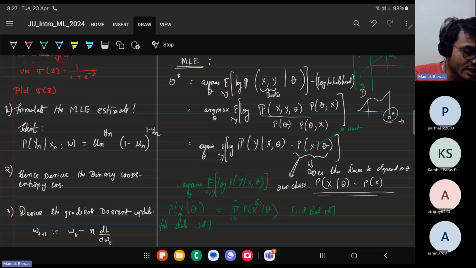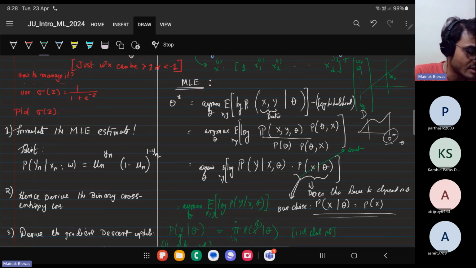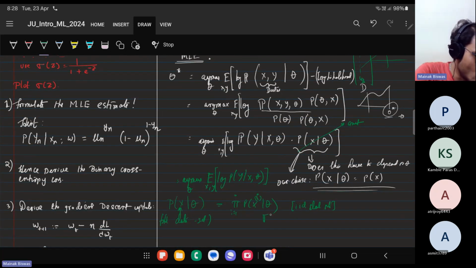So instead of doing this, what can I do? I can take the expected value of the log probability, or probability of x given theta. Here it is not the data set, but one sample.